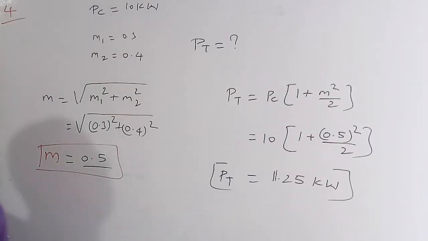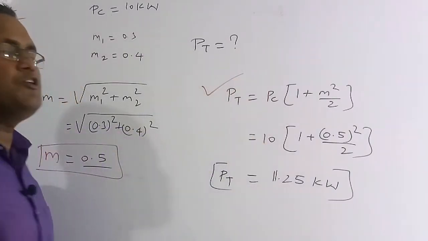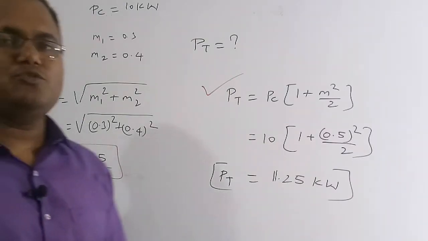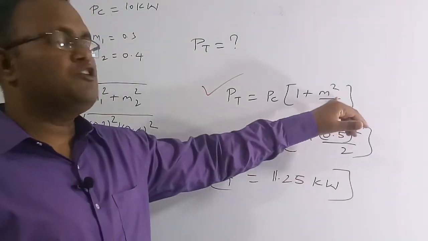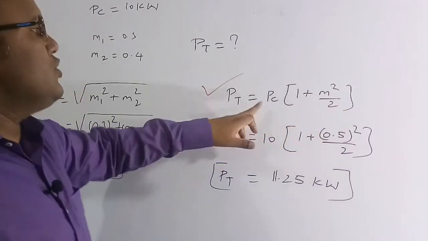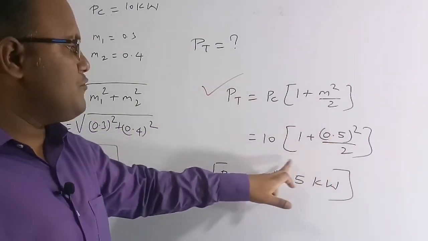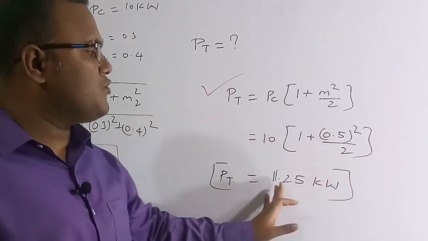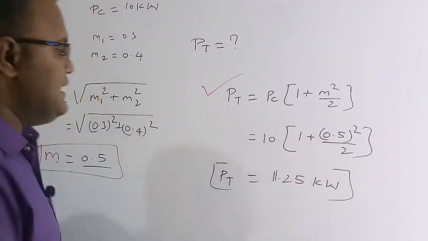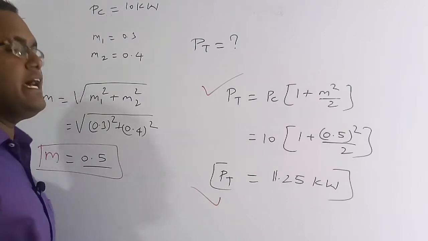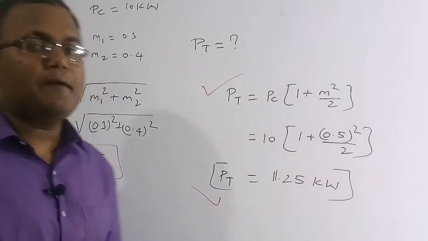So now we are going to use the basic equation, which is nothing but Pt = Pc(1 + m²/2). We know the value of Pc and we know the value of m, so substitute directly. Pc is equal to 10 kilowatt, and in place of m we substitute 0.5. If you solve this equation, we get Pt equal to 11.25 kilowatt, which means this much power is now carried by this amplitude modulated AM signal.